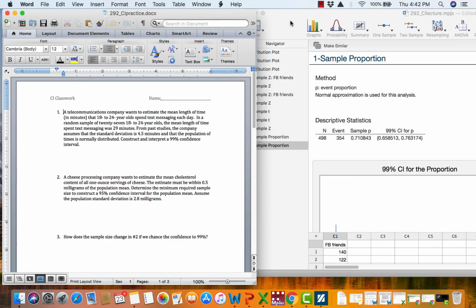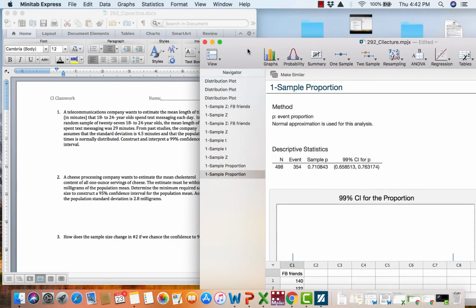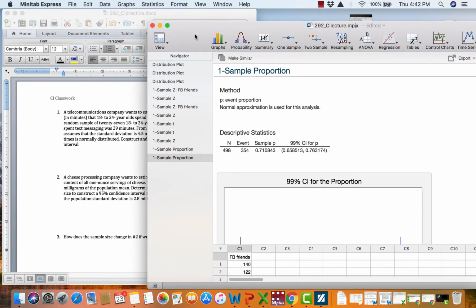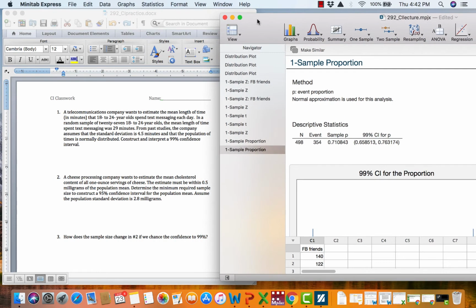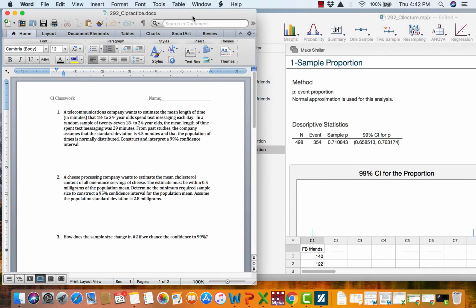And you're going to want a Minitab file open. You can certainly have a blank one. There is no data file for this practice. I just have the original lecture Minitab still open that I'm going to work from, but you certainly don't need to. All right, let's start working on these.